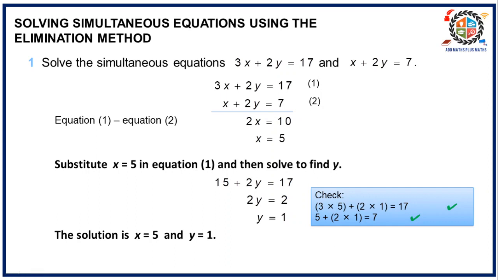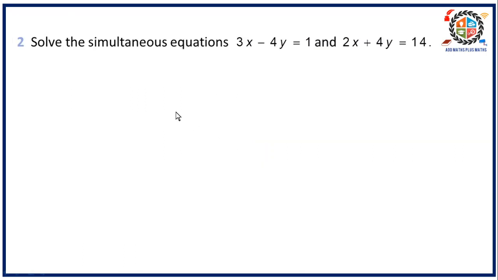Okay, let's have another example for the elimination method. Solve the simultaneous equations 3x minus 4y is equal to 1 and 2x plus 4y is equal to 14. Again, I have written it vertically. You will notice 3x and 2x, the numerical coefficients are different. So I'm not going to eliminate the x. I'm going to eliminate the y because I have negative 4y and positive 4y.